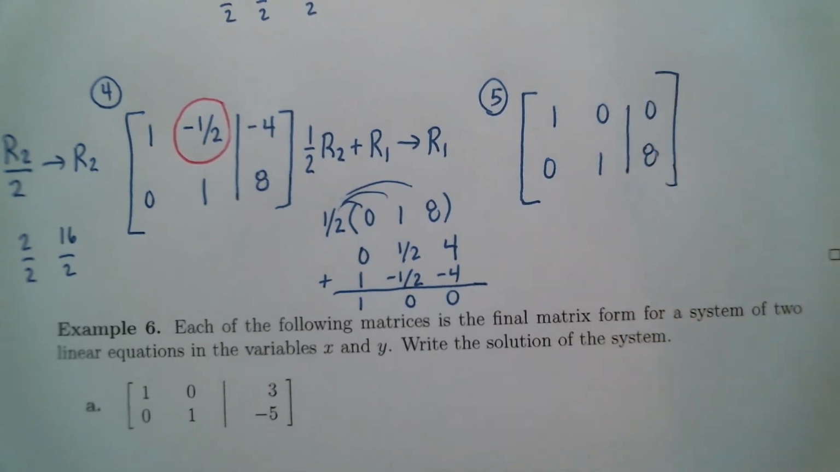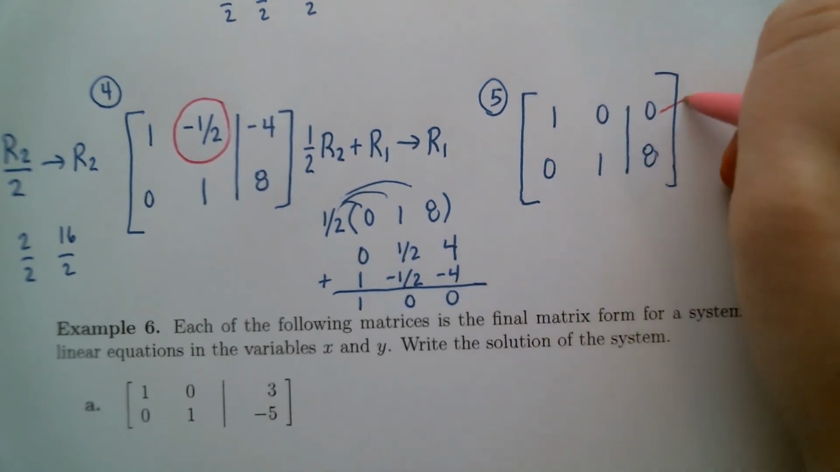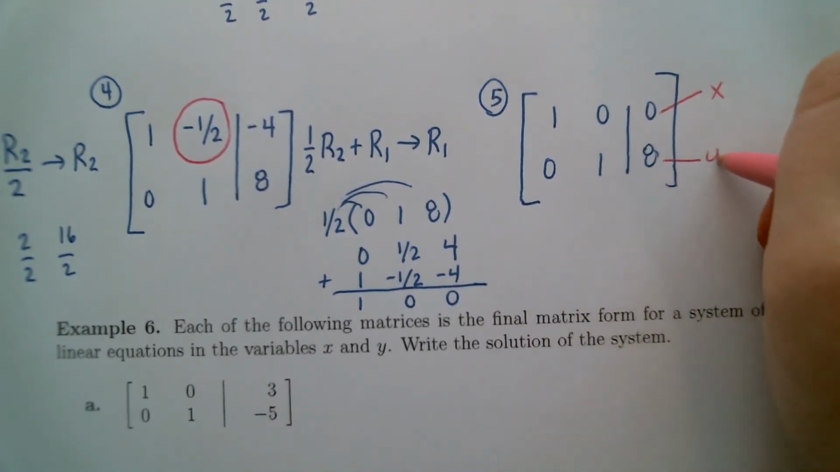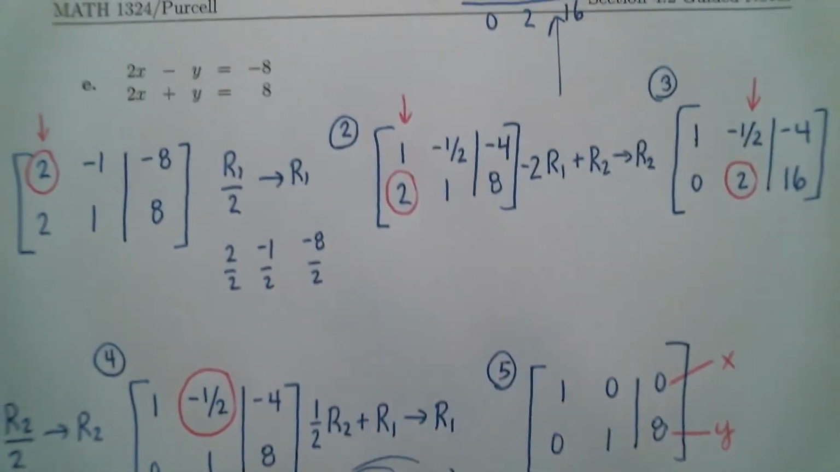So we stop, and then you can either turn this back into a system of equations, which you don't have to. You know that if you have this identity here, the top number is the x value, the bottom number is the y value. So your x value needs to be 0, and your y value needs to be positive 8, and that's going to be the solution to the system. There is one solution here.